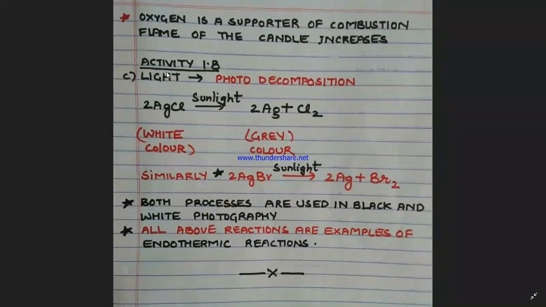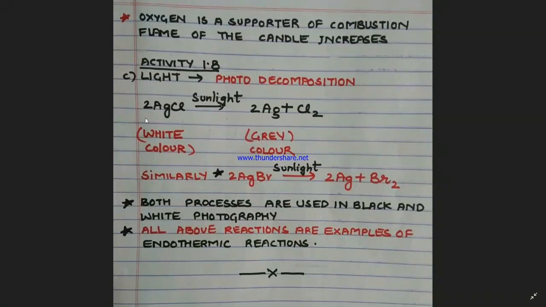Coming to our next activity, activity 1.8, where photodecomposition is shown. Whenever the term photo is written, we should understand that decomposition is taking place in presence of light. If we look at this example of silver chloride, AgCl, in presence of sunlight it breaks into silver and chlorine.